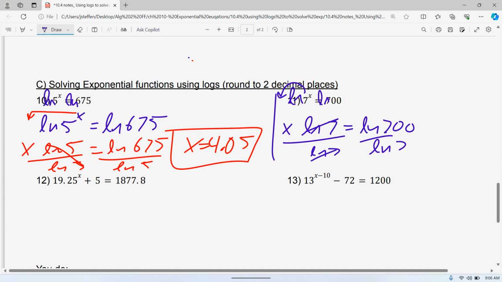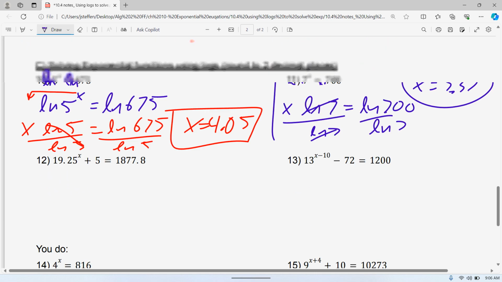Whoops. Natural log of 700. Again, I use division. If you use the fraction button, that's completely fine. I end up getting my x is equal to 3.366, so 3.37. So those are the most basic problems like that.